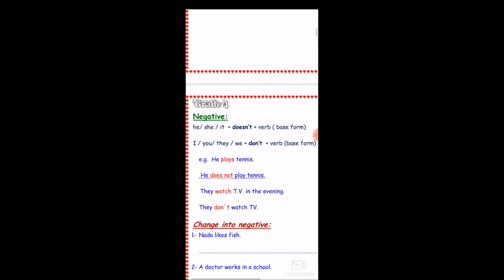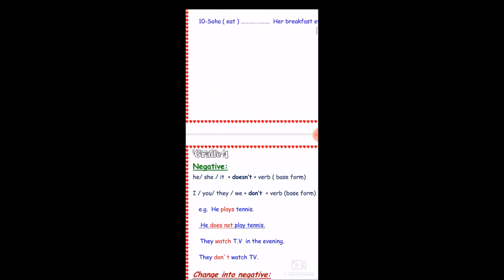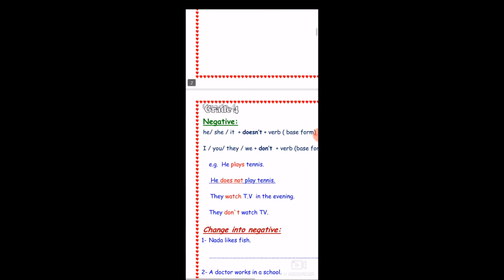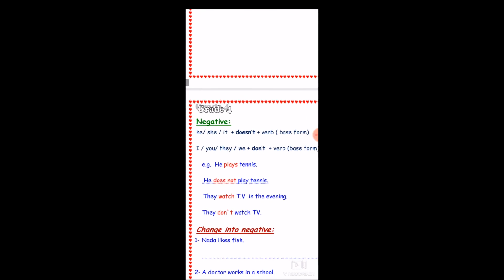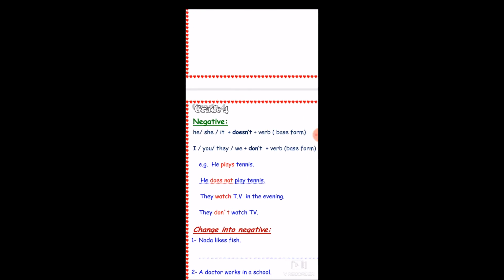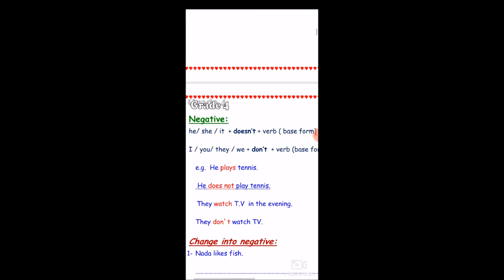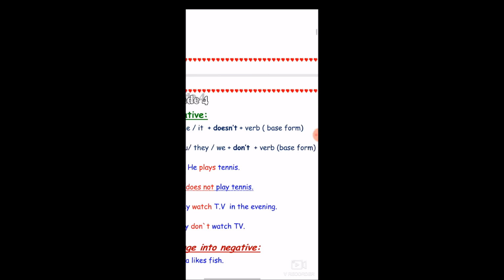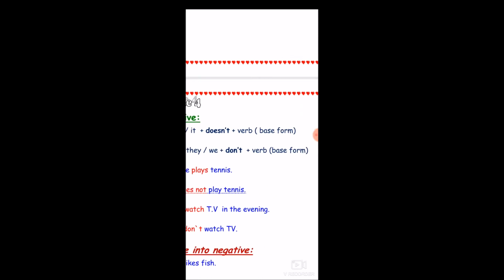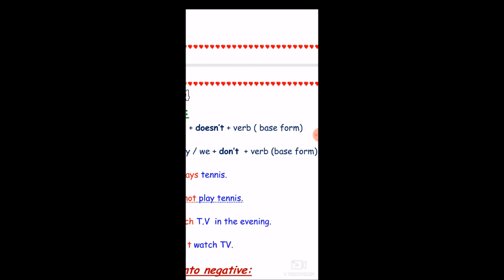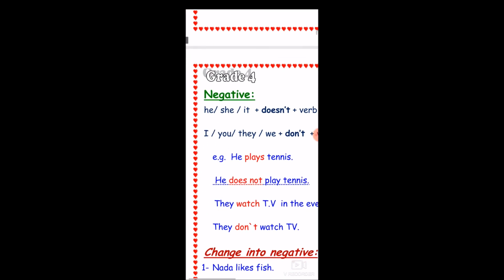Now, the negative form. How to change the affirmative form of the present simple into a negative form. It's so easy. If we look at the forms of the present simple, we will find a form that ends with S and another, the base form. The form with S takes doesn't. We put doesn't before the base form. And with the base form, we put don't before the verb to change it into negative.